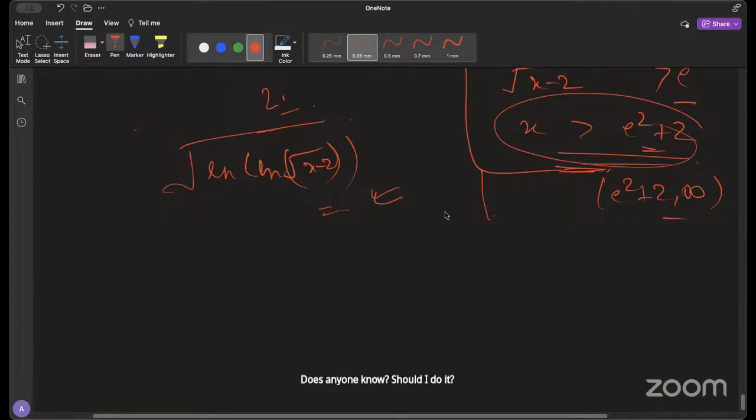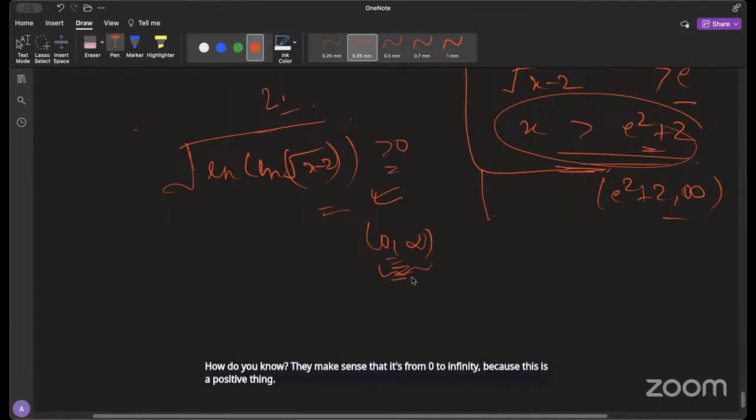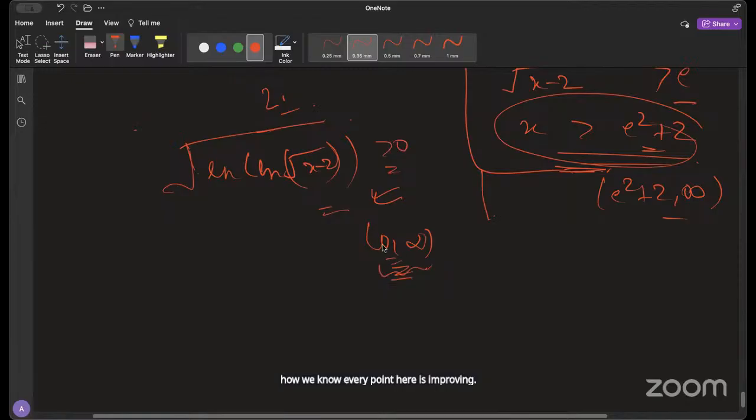0 to infinity. Okay, 0 to infinity. Why? How do you know? It makes sense that it's from 0 to infinity because this is a positive thing. But how do you know that every point here is included? How do you know that every point has an x for it such that this thing is that point? And 3 comma infinity it should be.